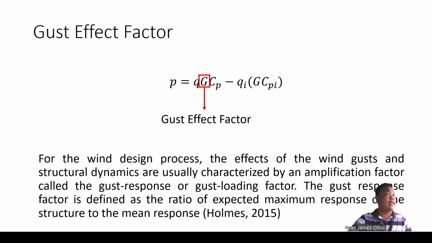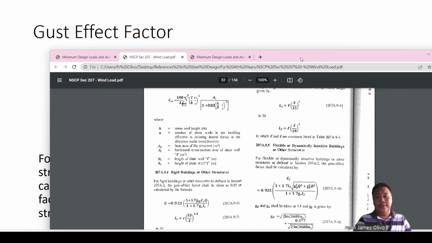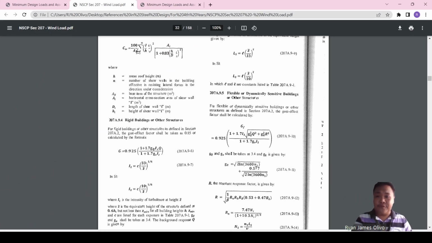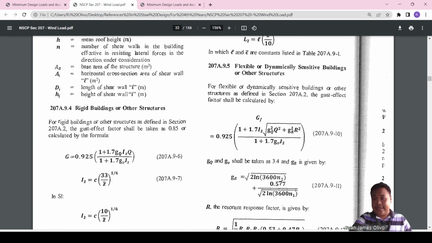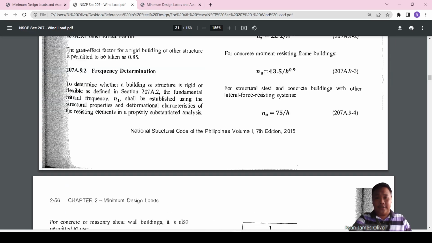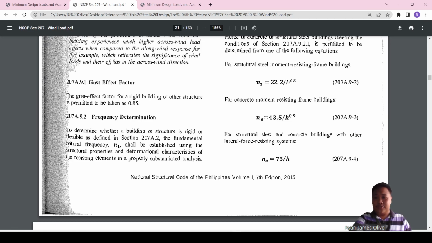Let's go to this. First, I will show you this provision here. You can see the provision in NSCP 2015 that the gust effect is in section 207A.9.1, the gust effect factor. As you can see, for rigid buildings, it is permitted as 0.85.